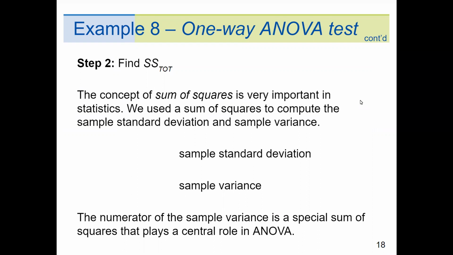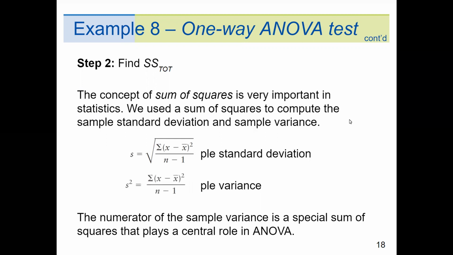Find SSTOT. The concept of sum of squares is very important in statistics. We use the sum of squares to compute the sample standard deviation and sample variance. Sample standard deviation, they put right on top of it. Sample variance, they put right on top of it. There you go.